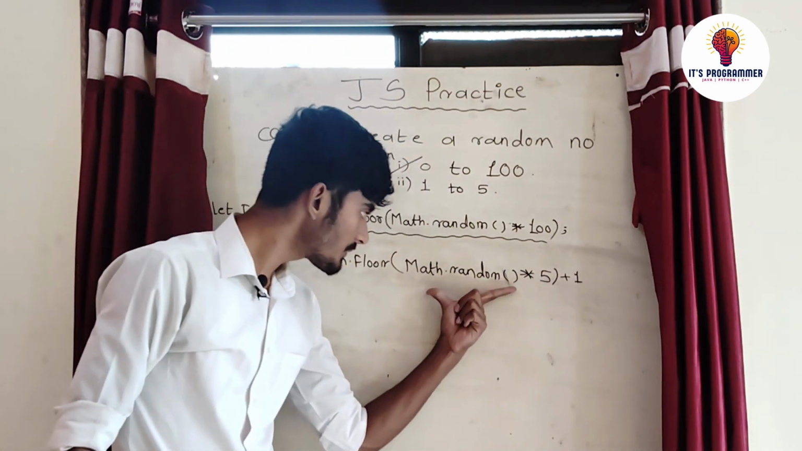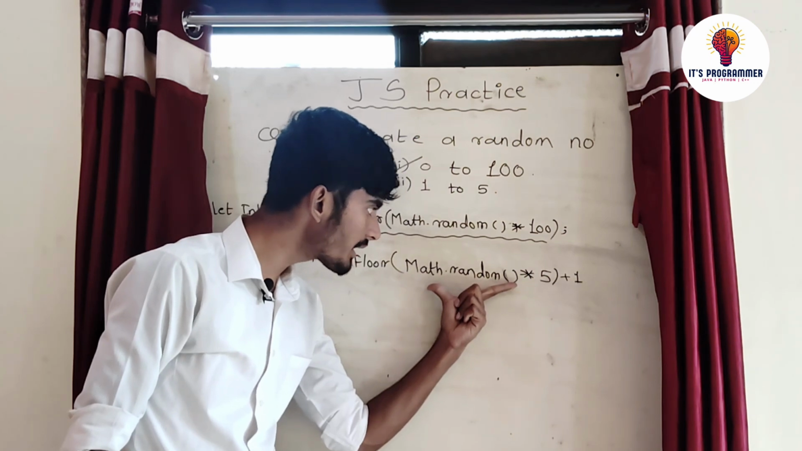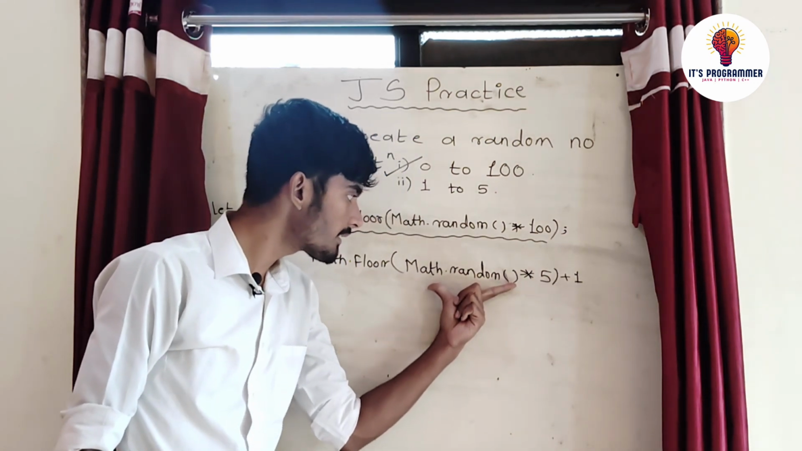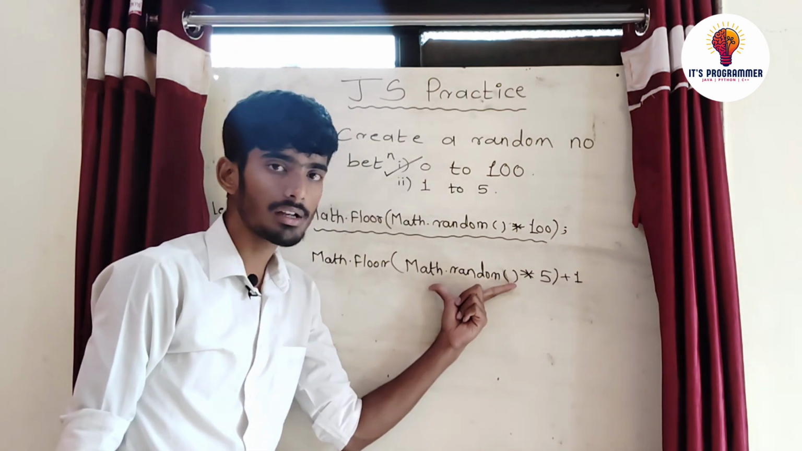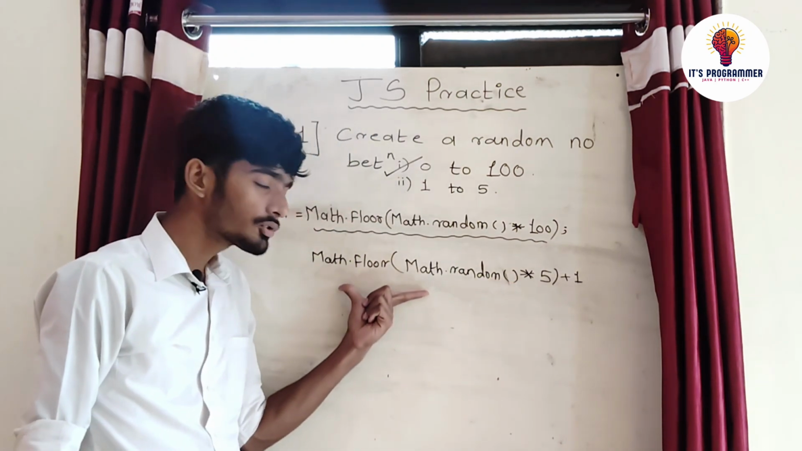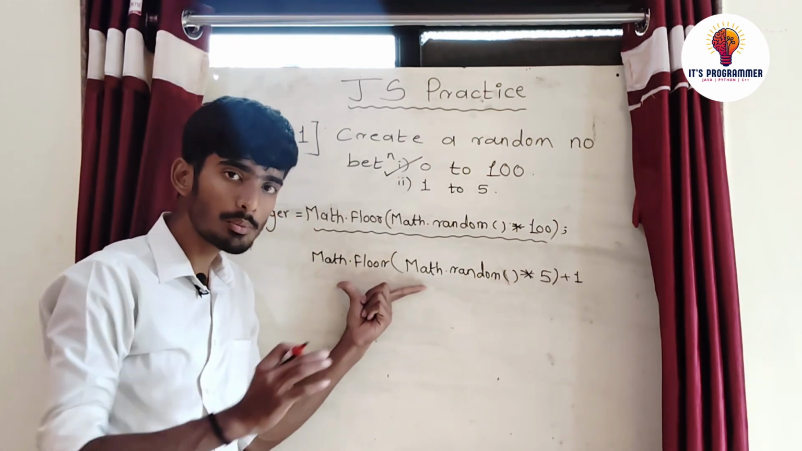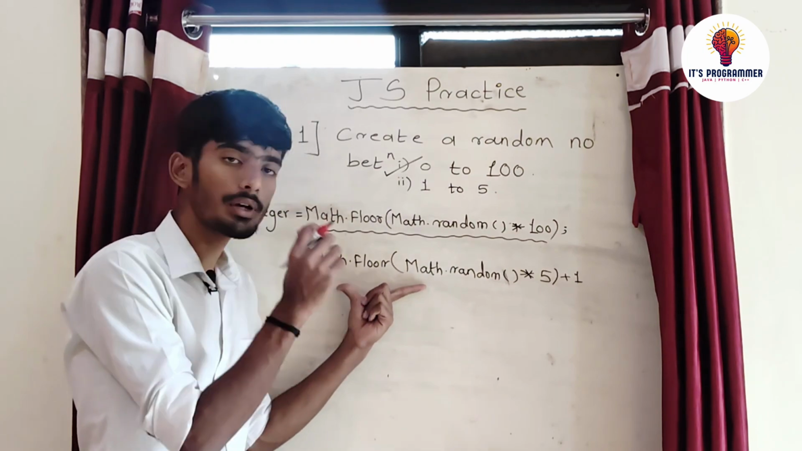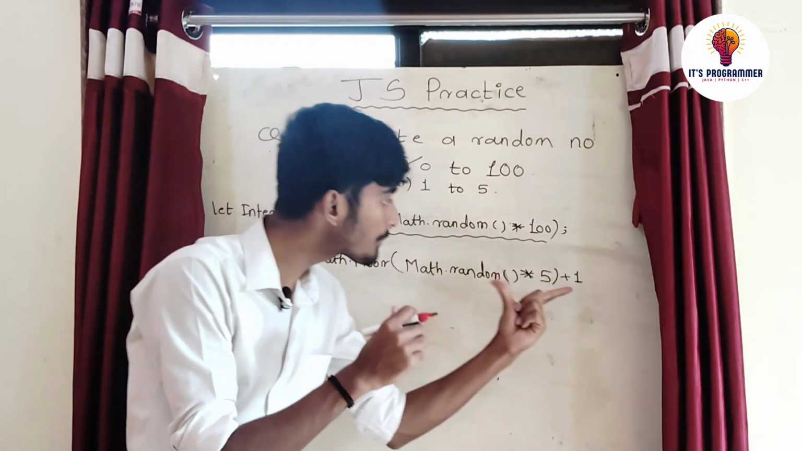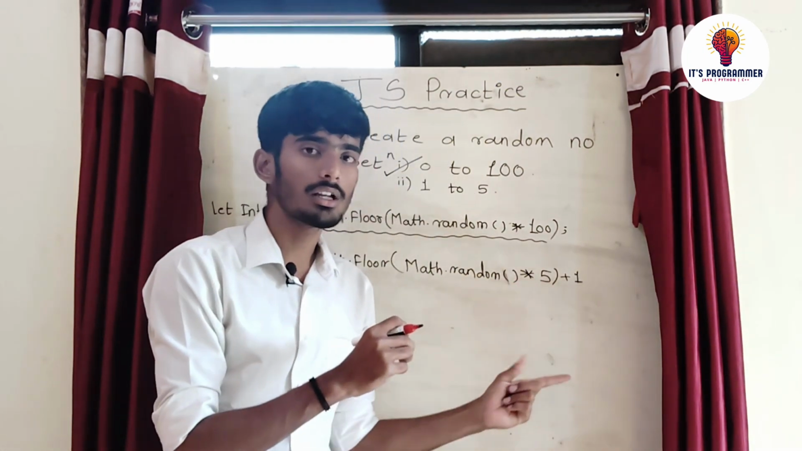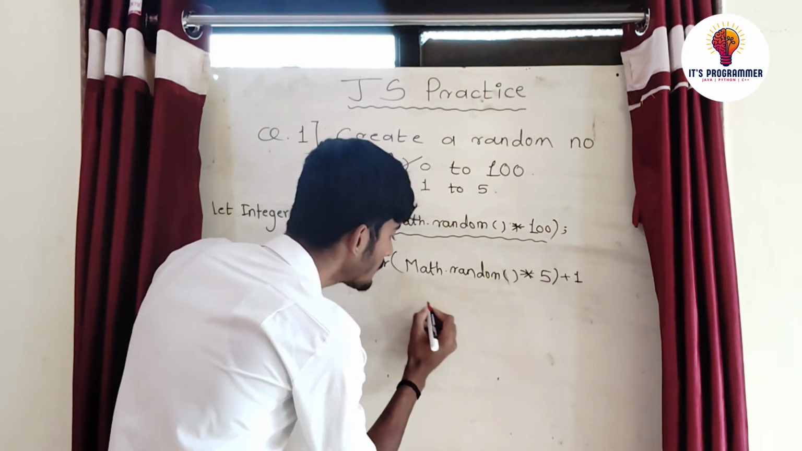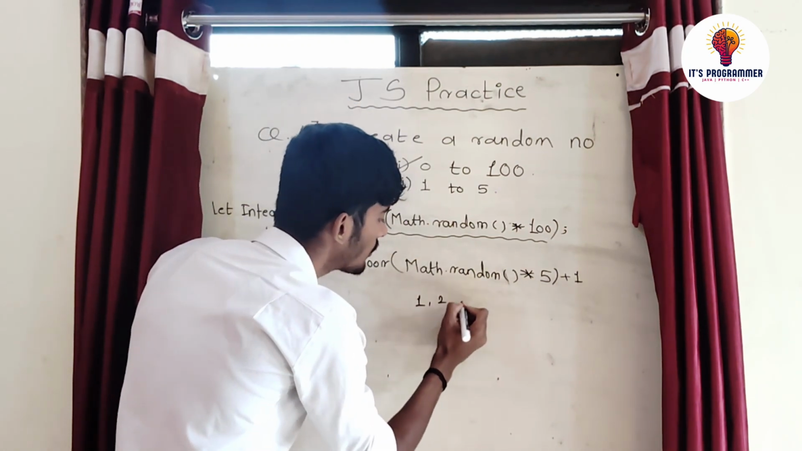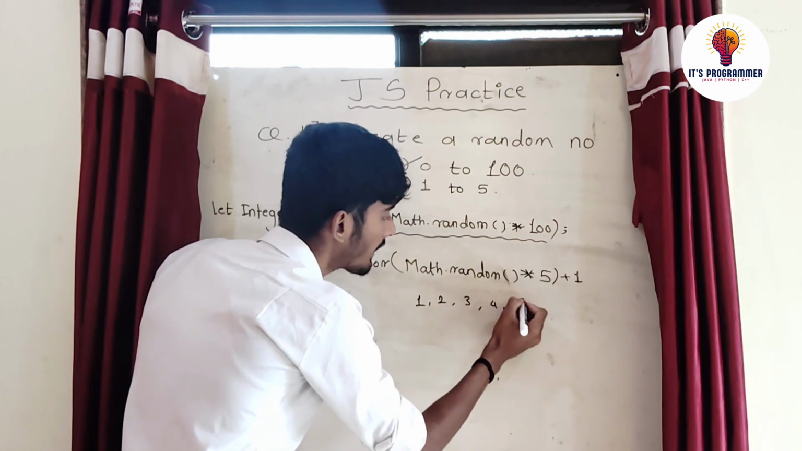This math.random function will generate numbers between 0 to 5, and the numbers generated between 0 to 5 will be in decimal form. Okay, so the math.floor function will remove the decimal points, it will convert it into an integer, and that integer will get +1, and it will be between 1 to 5. So what will be the output of this? Output will be 1, 2, 3, 4 and 5.